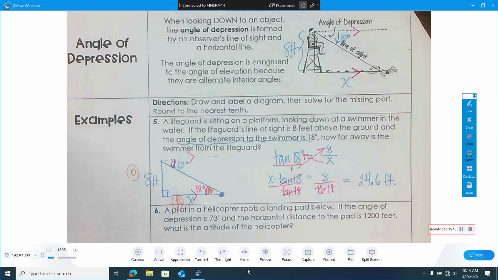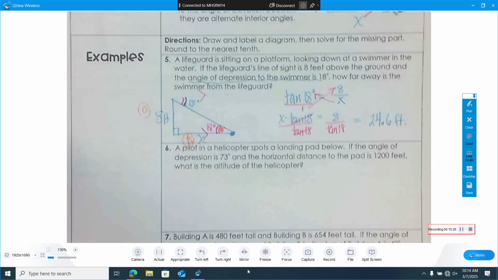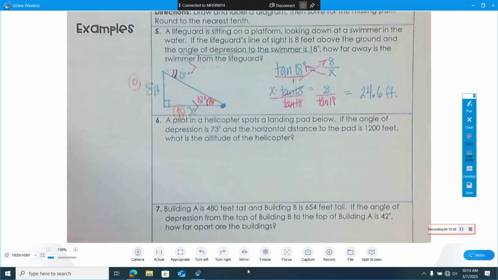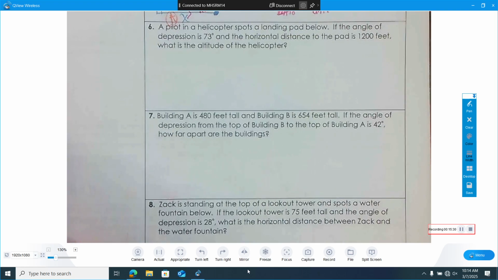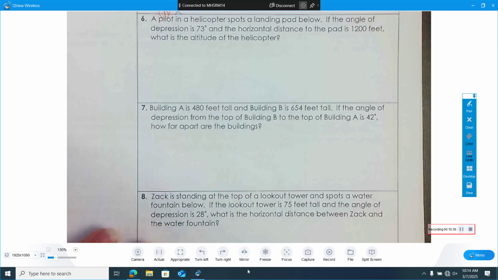Okay. Questions on that one? No. All right. Let's look at number 7 and 8. Those are the last two we'll do. Number 7 and 8. Building A is 480 feet tall.